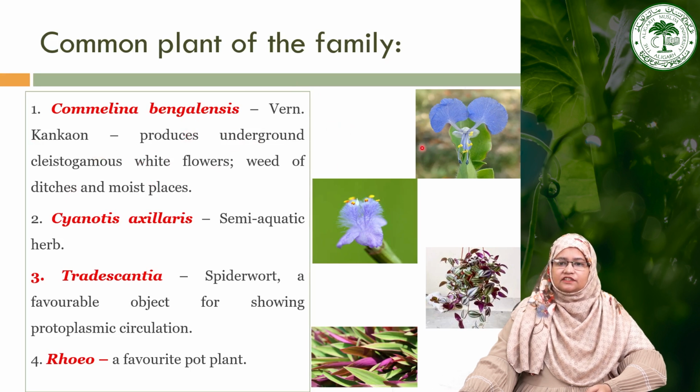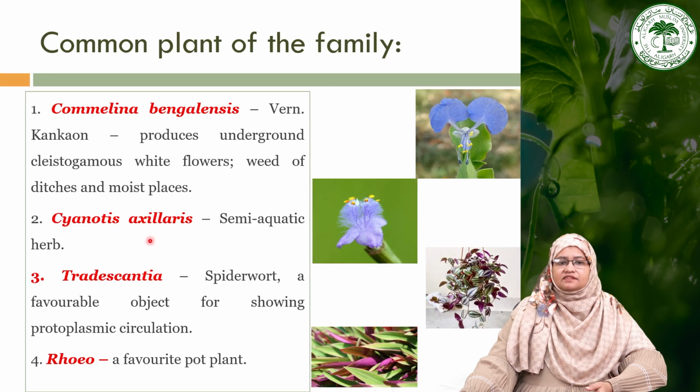As you can see here in this particular image, this flower is a typical zygomorphic flower which produces underground cleistogamous white flowers, a weed of ditches and moist places. The flowers are arranged in a spathe, and they are generally cleistogamous in nature. There is variation depending upon the family.